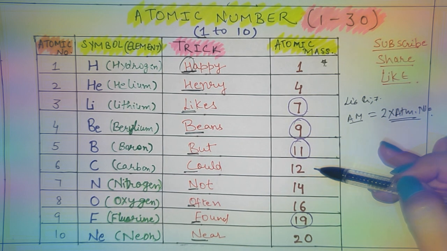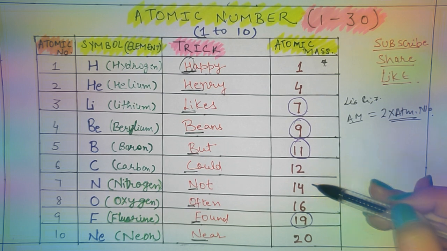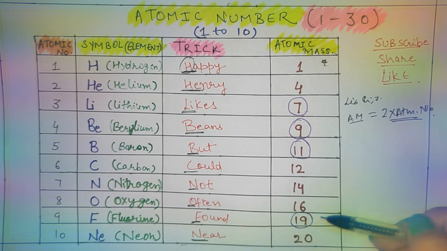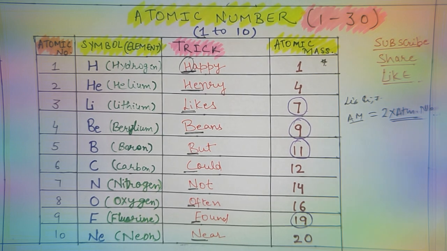For carbon, double of 6 is 12. For nitrogen, double of 7 is 14. For oxygen, double of 8 is 16. For fluorine, similarly there is an exception, 19, and for neon double will be 20. So this is for 1 to 10. Now moving to the next, 11 to 20.